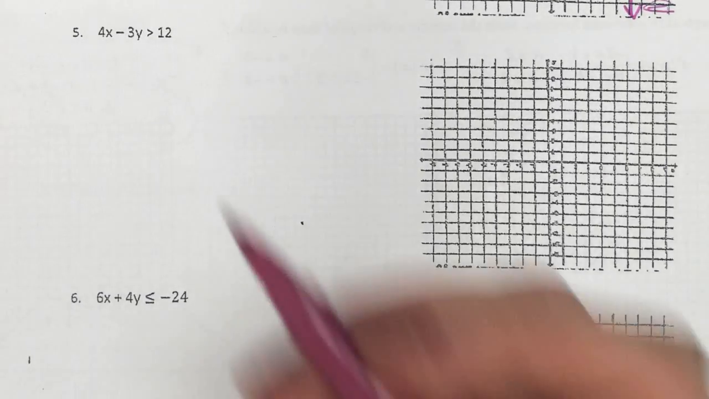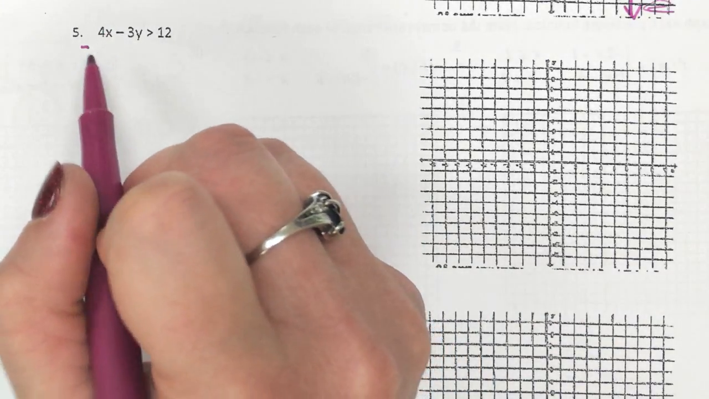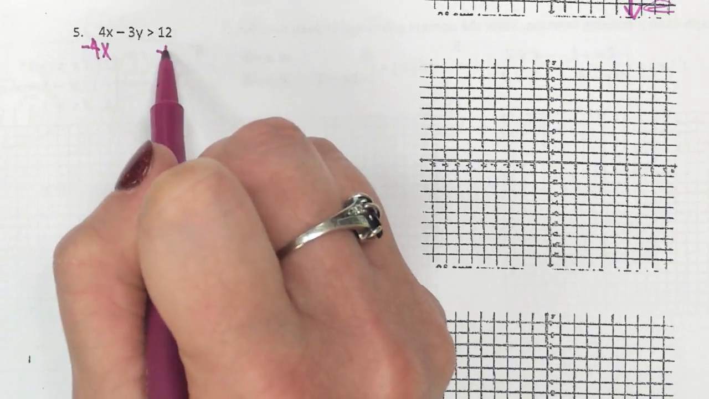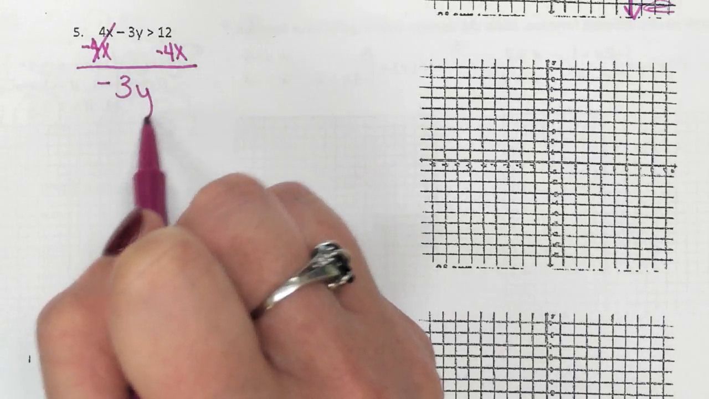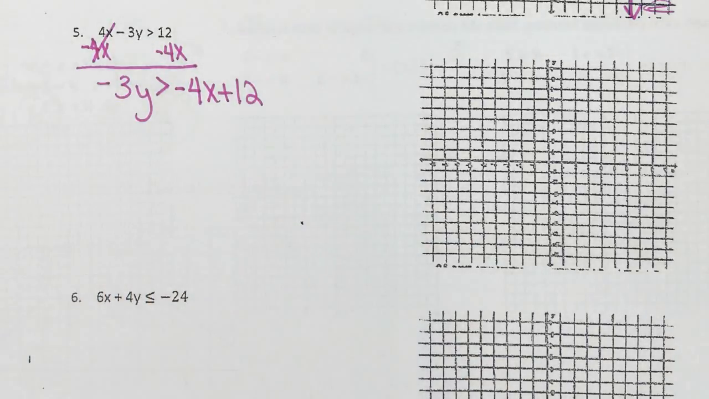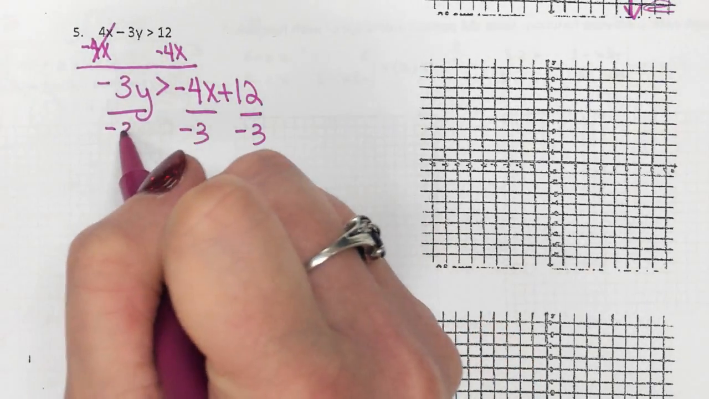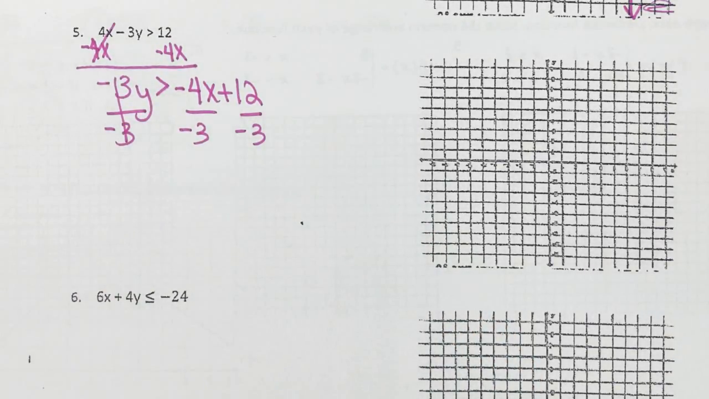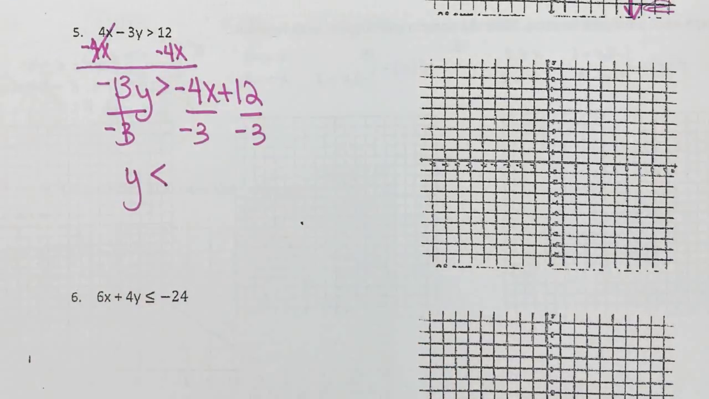All right, what about number 5? What are you going to do on number 5? What's the range? Range is all real numbers. Subtract the 4x. Ooh, let's see how smart you are on this one. Now what? Divide everything by -3. Ooh, look at you go. So why did I switch the sign? You divided by a negative. Very good. Very nice job, guys.